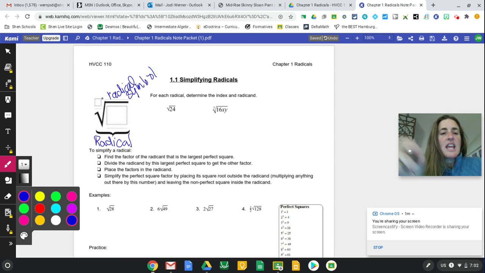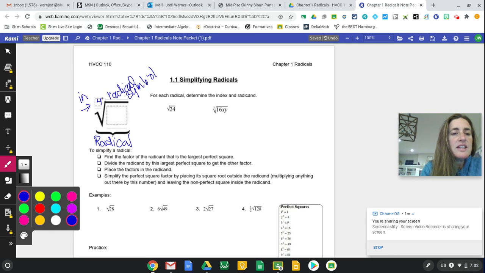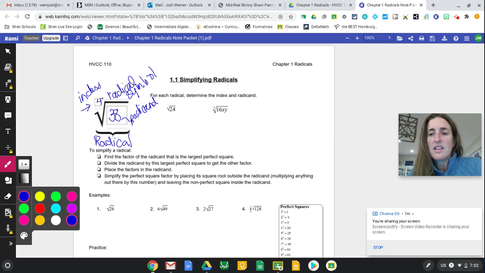Now, sometimes there's a little number on the outside of here. There might be a 4 or a 3, and if there's no number that's outside there, it's assumed to be a 2, meaning a square root. But that little number that's outside there is called the index. And then whatever's underneath here, like maybe the number 38, that is called the radicand. So the radicand is the number that's underneath the symbol. And the little number on the outside is called the index.